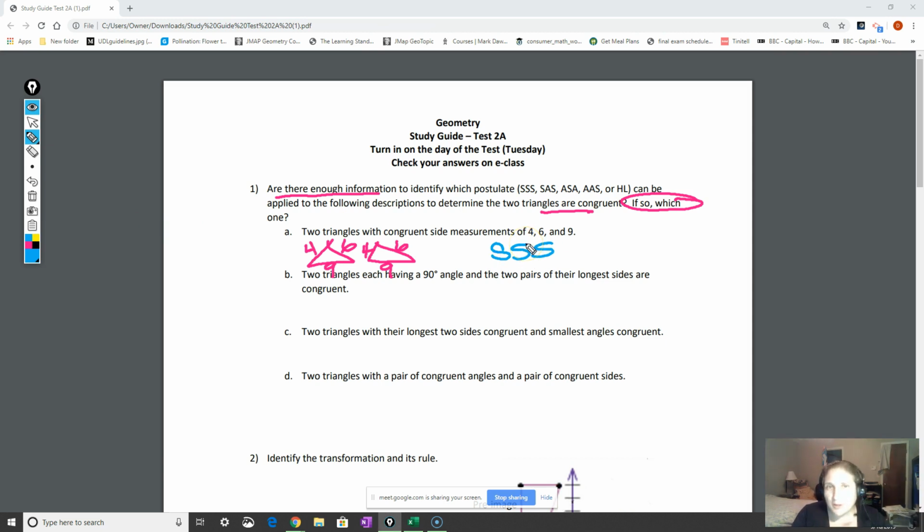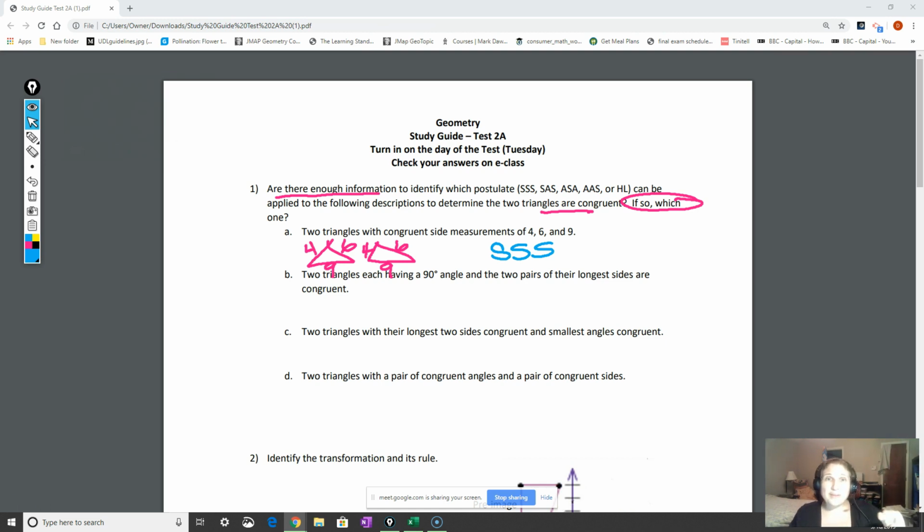I'm not going to make you put your mics on and sing with me, but we know the song. So let's remember our song. Ready? Side, angle, side, side, side, side, angle, side, angle, angle, angle, side. Y'all know it. And remember, our last one's hypotenuse leg.